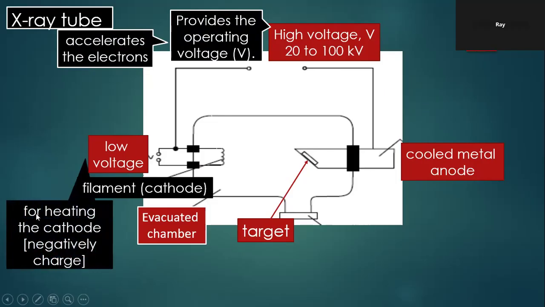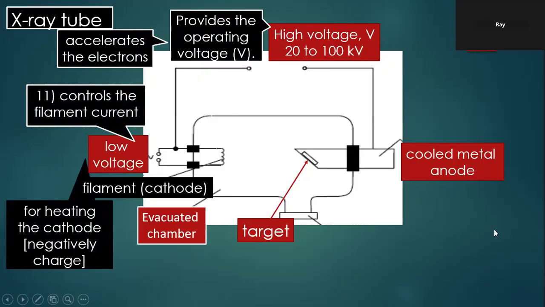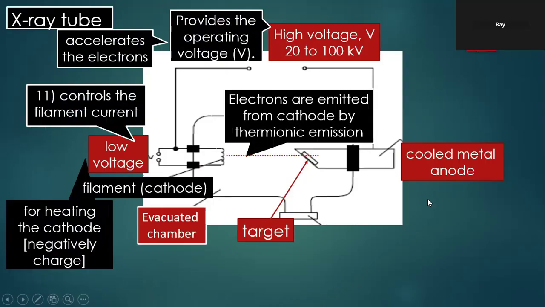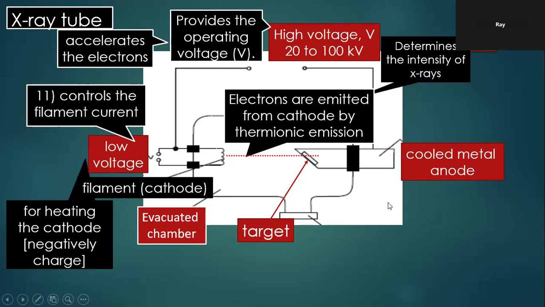Low voltage source for heating the cathode is negatively charged usually. It controls the filament current. Control this current, the electrons hitting the target. Electrons are emitted from the cathode by thermionic emission. This determines the density, the intensity of the X-ray.